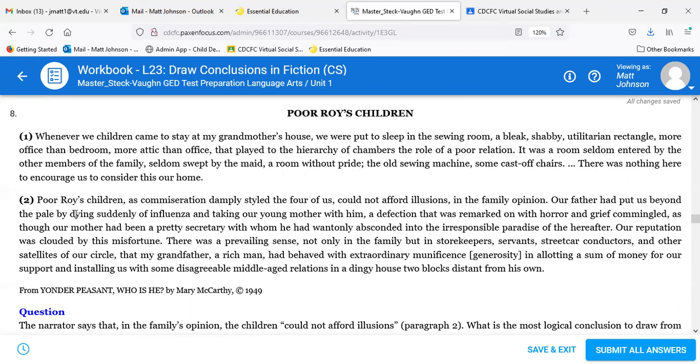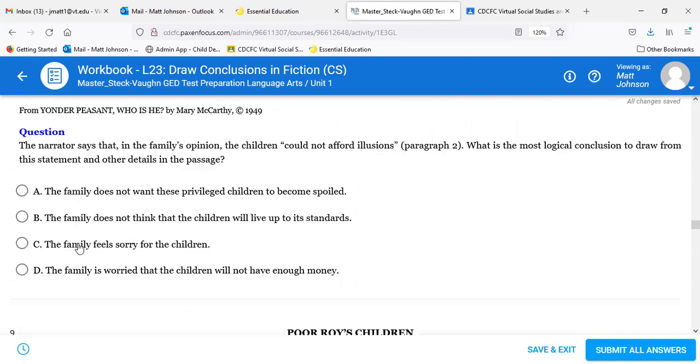Okay. The narrator says that in the family's opinion, the children could not afford illusions, which is the most logical conclusion to draw from the scene and other details in the passage. A, the family doesn't want these privileged children to become spoiled. B, the family does not think that the children will live up to its standards. C, the family feels sorry for the children. And D, the family is worried that the children will not have enough money.